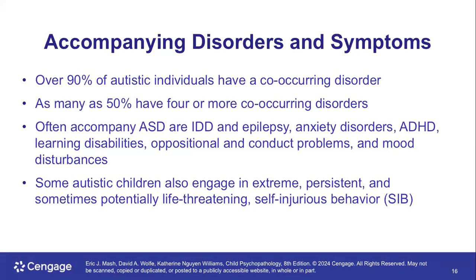We also see self-injurious behavior, which I talked to you about, which is extreme and persistent and sometimes life-threatening. Now, a self-injurious behavior can be banging one's head against the wall or against the crib, or biting one's arm, or running into the wall. Any number of these things are examples of self-injurious behavior.